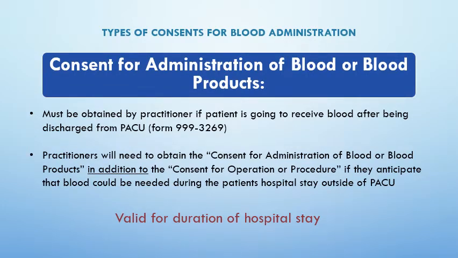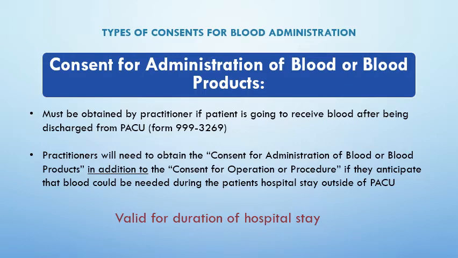The second type of consent is consent for administration of blood or blood products. This is what most of you are going to be working with. This has to be obtained by the practitioner if the patient is going to receive blood after being discharged from PACU. This can be found in forms in Cerner. The form number is right here. You don't need to memorize it. If you just search for blood consent, it'll come up for you.